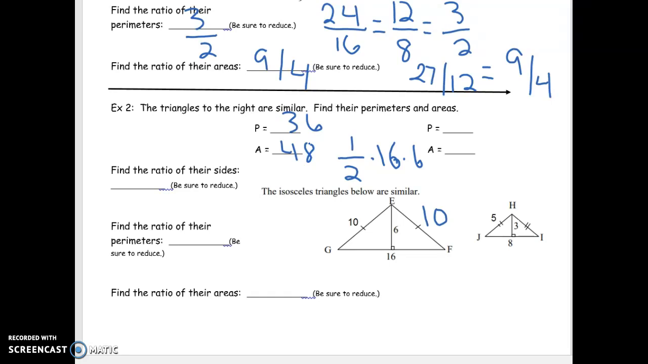Let's go to the second isosceles triangle. Again, I've got this side to be 5. Adding up all of those sides, we get a perimeter of 18. My area is 1/2 times 8 times 3. That would be 4 times 3, which is 12.